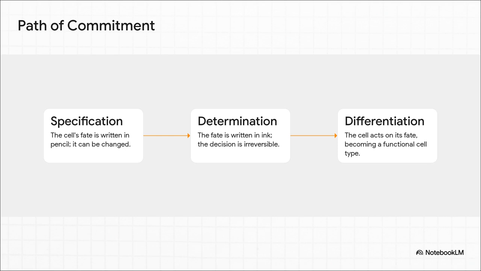Next is determination. Now things are serious. The fate is written in permanent ink. There's no going back. You can move that cell anywhere and it will stick to its destiny. And finally, there's differentiation. The cell actually becomes its specialized self, contracting like a muscle or firing like a nerve.